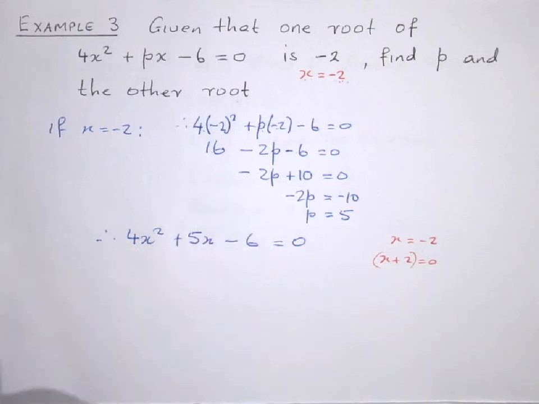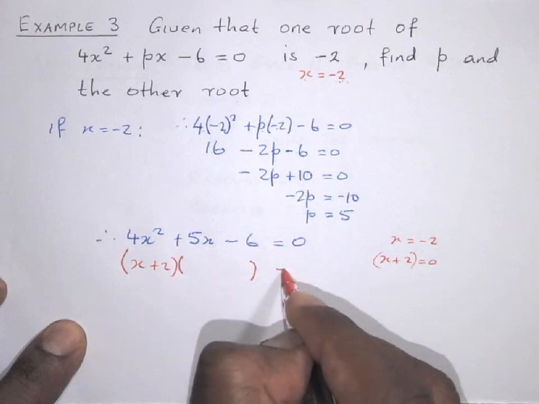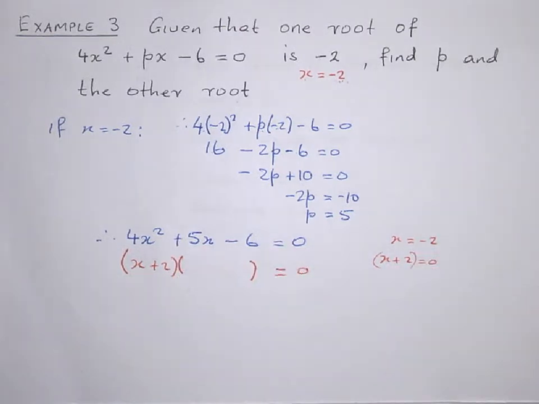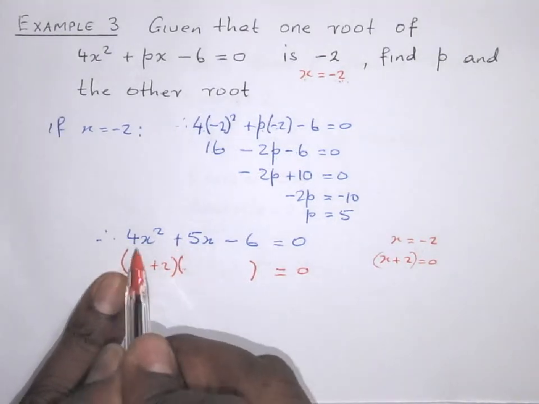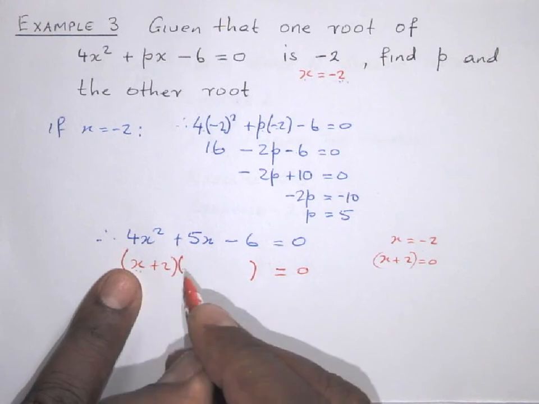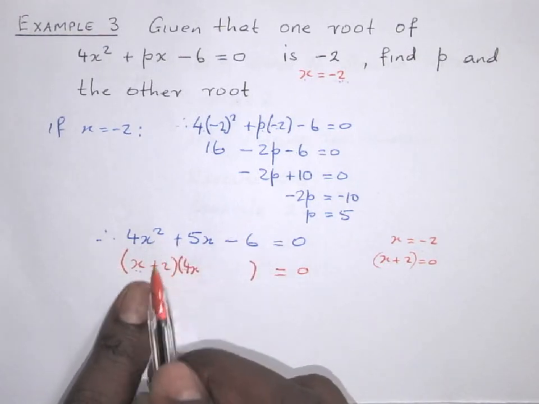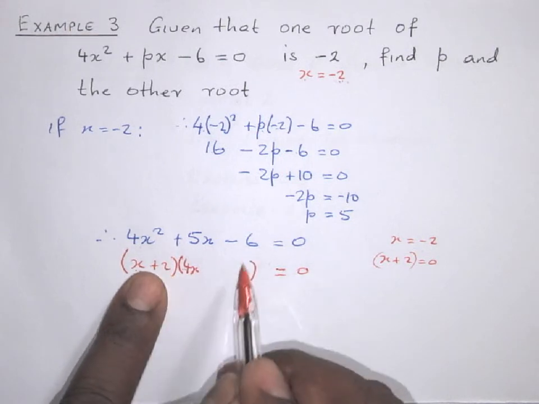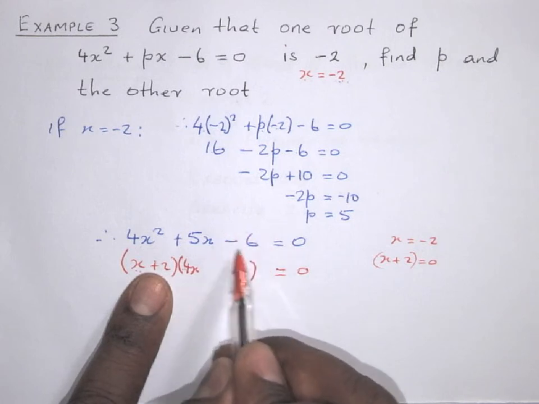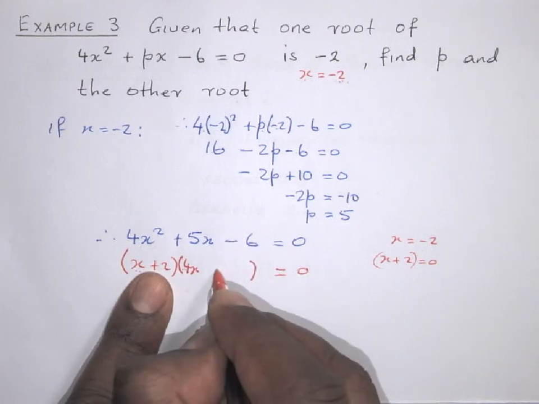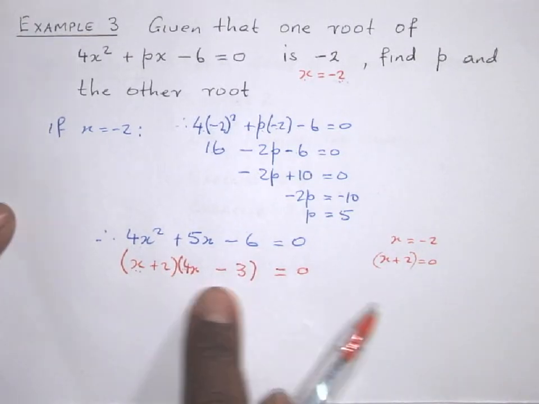So I know that this is the same as saying I've got x plus 2 times another bracket, which is equal to 0. Now let's think how we can get to that. The x times something should give me 4x squared, so that should be 4x. Then I've got a plus 2 here, but I want to get minus 6. So plus 2 times something will give me minus 6. That thing will be minus 3, because a positive 2 times minus 3 will give you minus 6. So I've got the factors there.